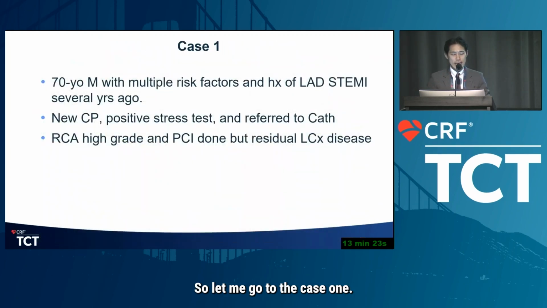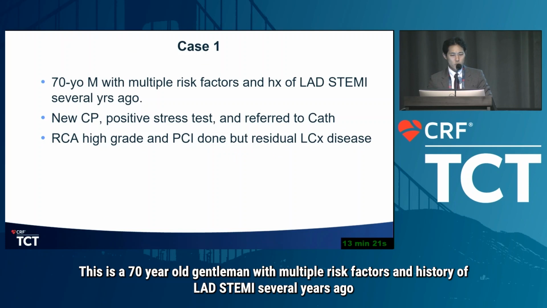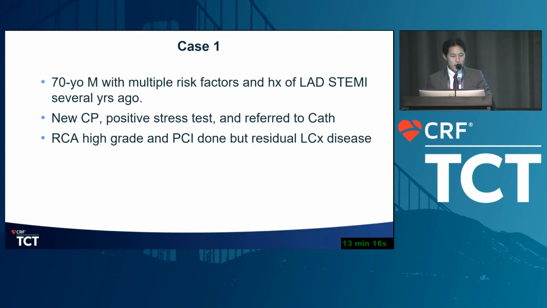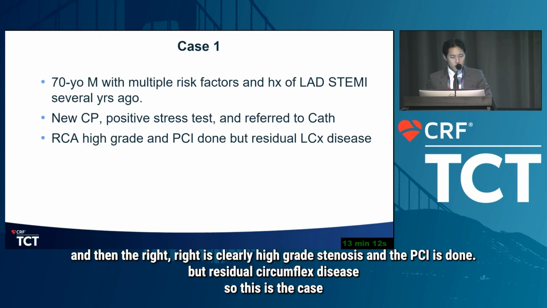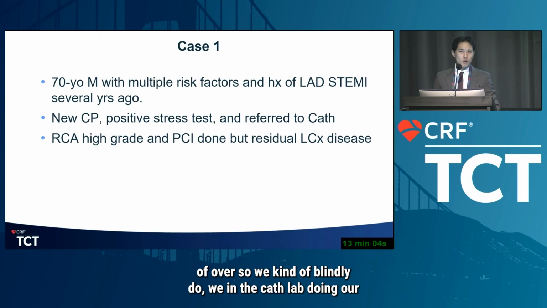So let me go to case one. This is a 70-year-old gentleman with multiple risk factors and a history of LAD STEMI several years ago. Now he has new chest pain and a positive stress test, and was referred to us for the cath. We shot the right, which is clearly a high-grade stenosis, and PCI was done, but there was residual circumflex disease. This is an earlier case at our institution.